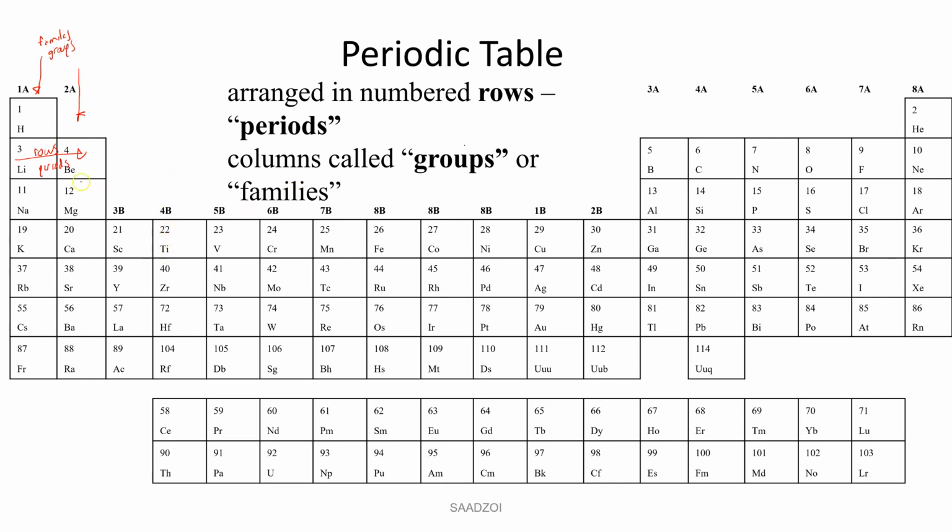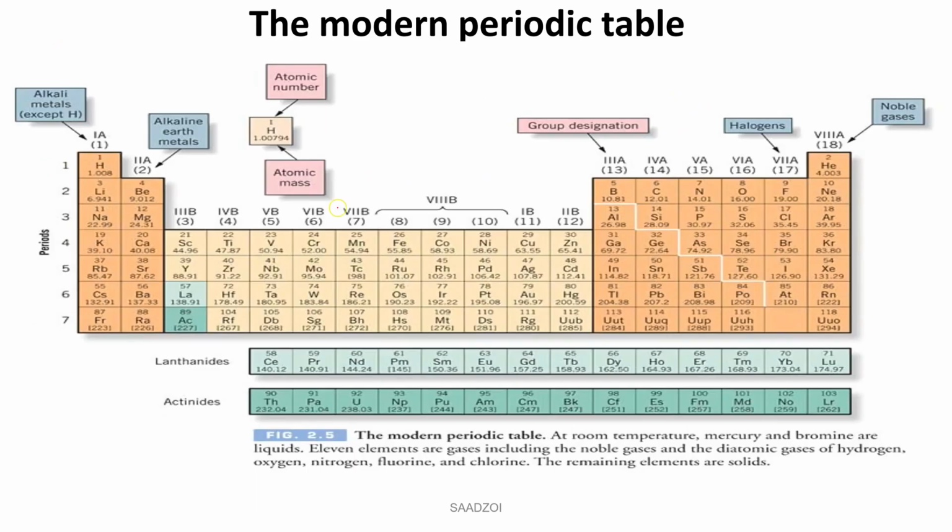Now, which one is more significant? The groups and families. And the reason is because members of the same family have similar characteristics. Now, this will make them important. They actually have names for these families. And we're going to go through them.